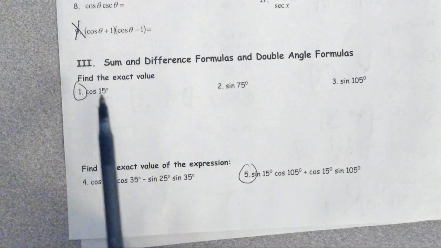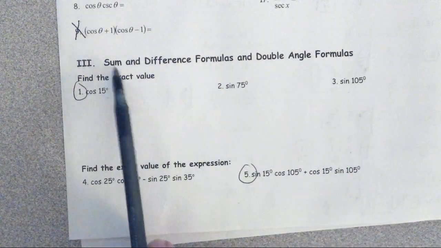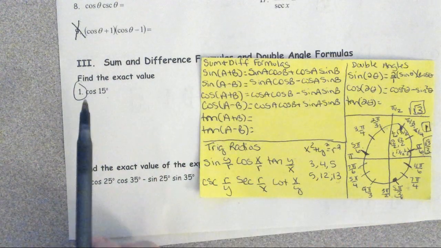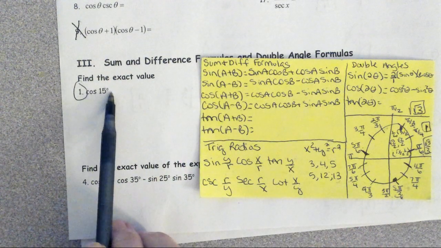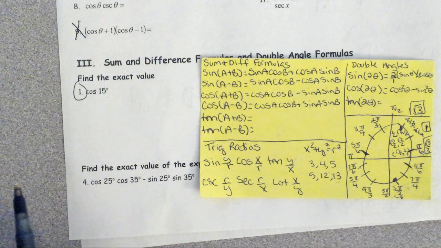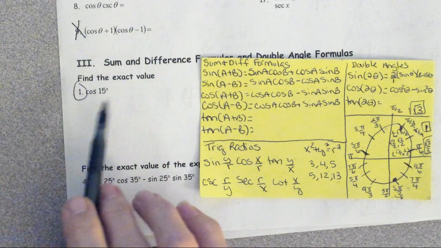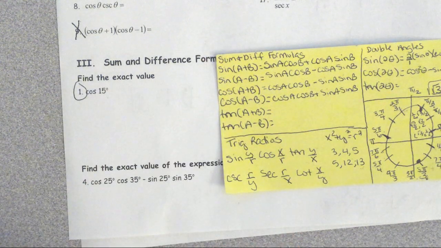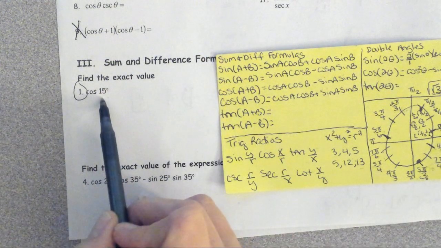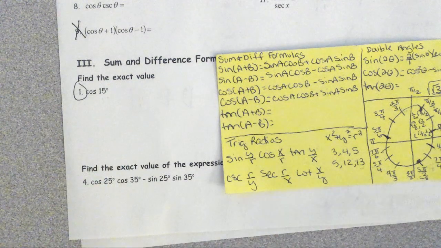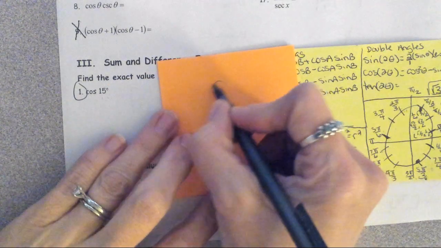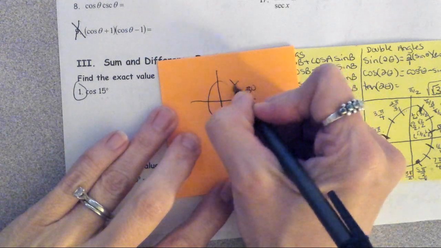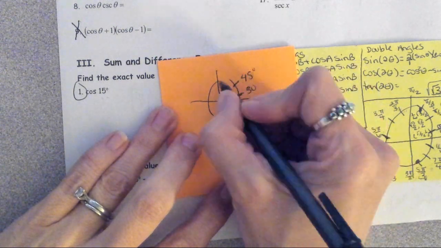All right, on numbers 1 through 3, on the sum and difference formulas, we're thinking to ourselves, where on the circle does cosine equal 15 degrees? And hopefully you realize that none of them say 15 degrees. So then what you're going to do is you're going to look for 2 angles on your circle that either add or subtract to 15. Well, I know on my circle in quadrant 1, this angle is 30 degrees and this angle is 45 degrees.